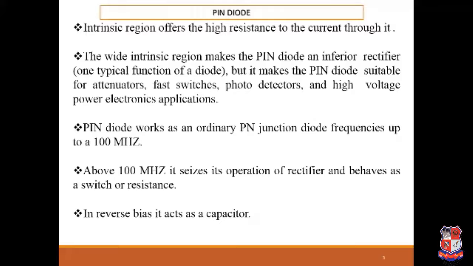Now let us move towards circuit operation. As we know, the wide intrinsic region makes the PIN diode an inferior rectifier, which is the one typical function of a diode, but it makes the PIN diode suitable for attenuators, fast switches, photodetectors, and high voltage power applications. A PIN diode works as an ordinary PN junction diode at frequencies up to 100 megahertz. Above 100 megahertz, it ceases its operation as a rectifier and behaves as a switch resistance. In reverse bias, it acts as a capacitor.